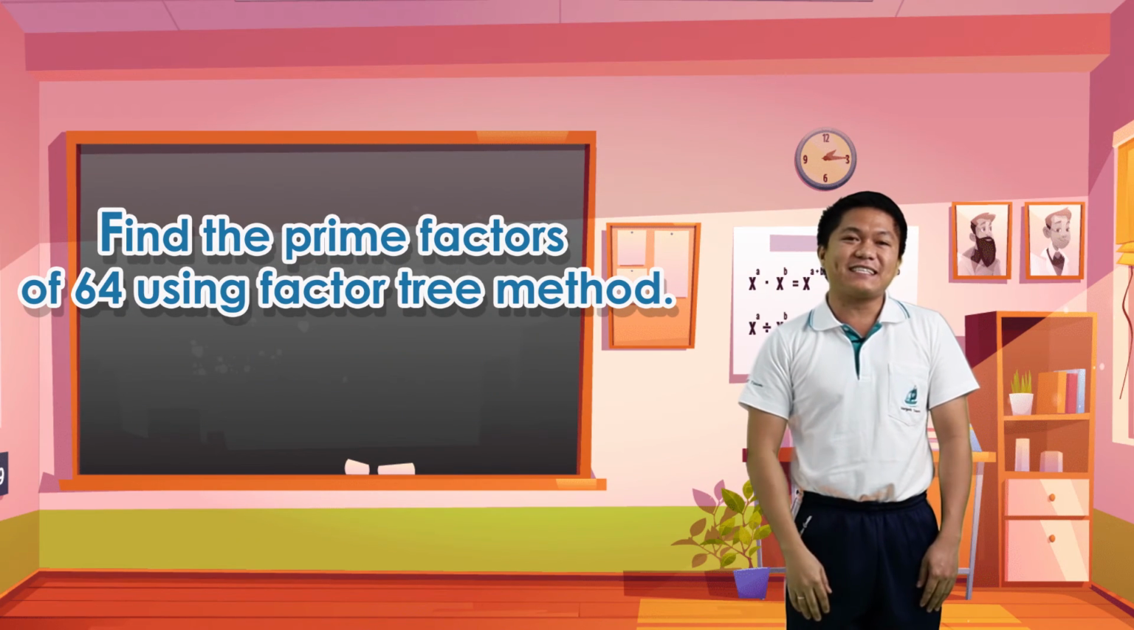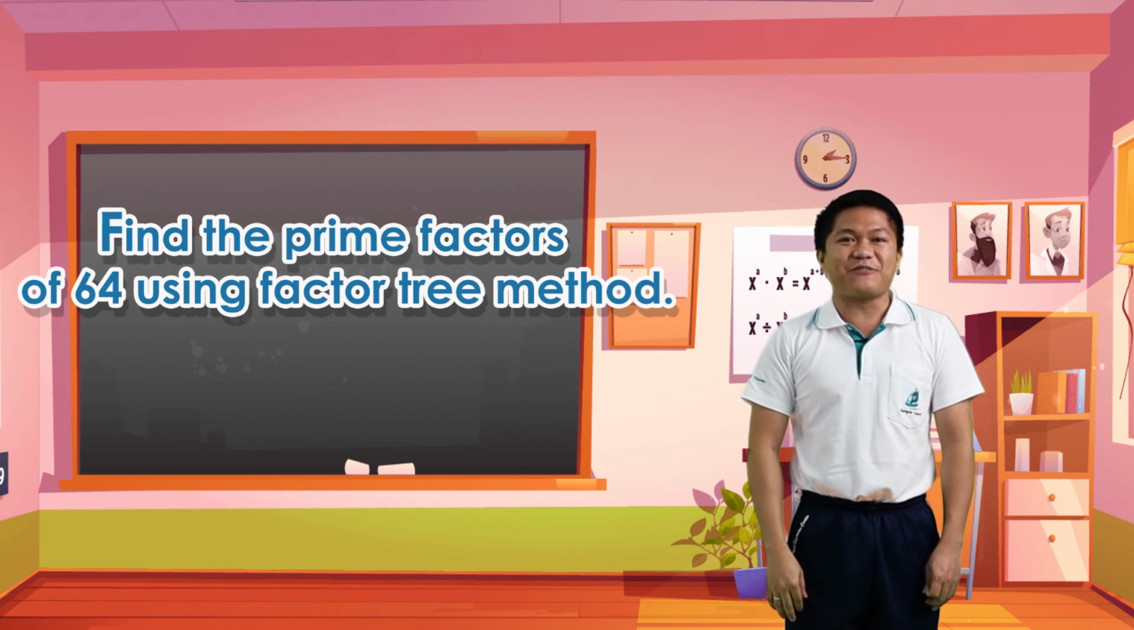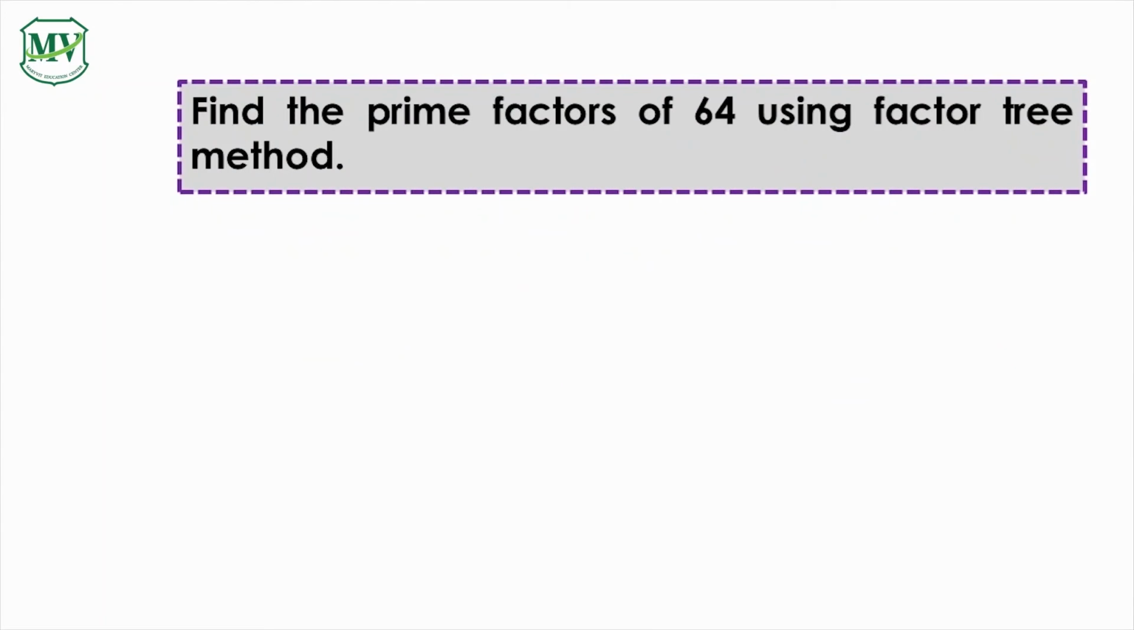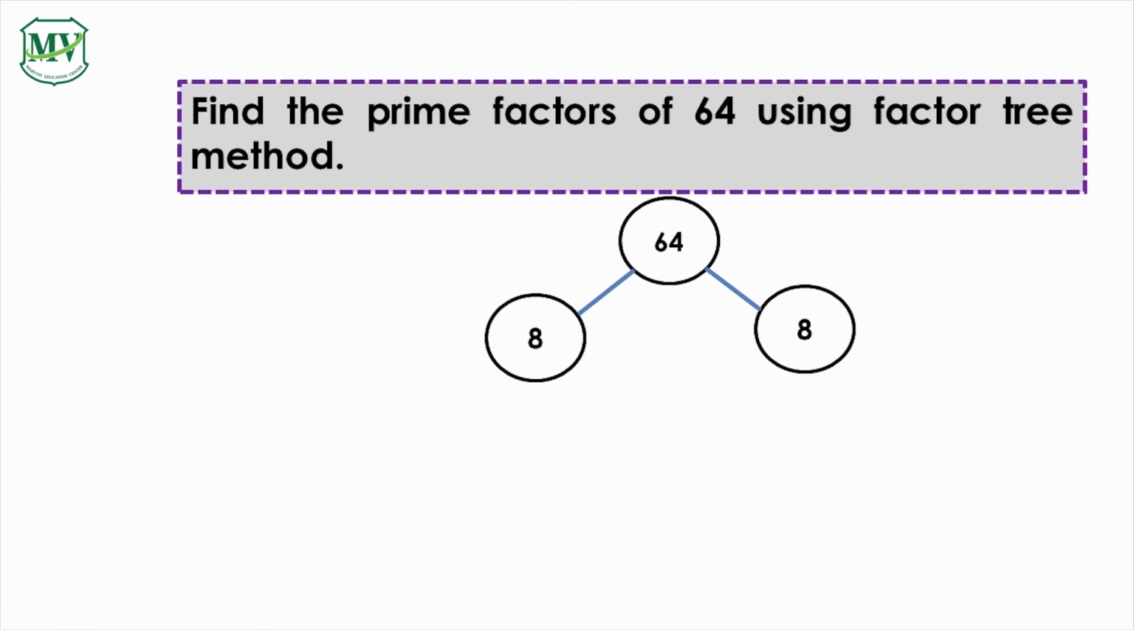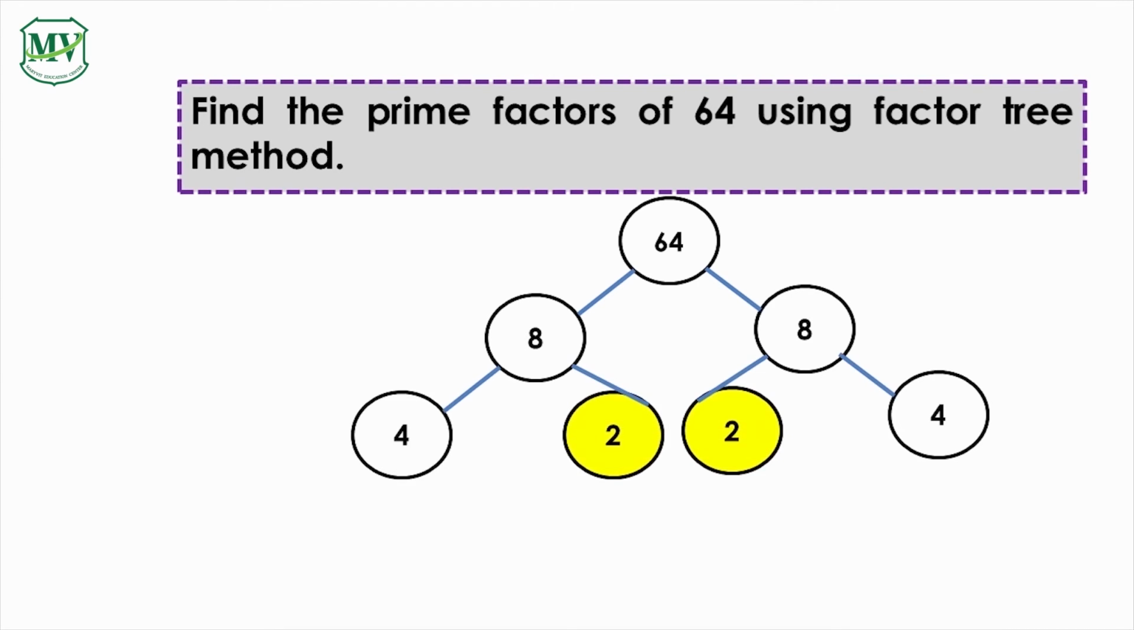Find the prime factors of 64 using the factor tree method. Now, let us discuss our answers. The factors of 64 are 8 and 8. That was fast. 8 is not a prime number, so we will factor out 8. The factors of 8 are 4 times 2.